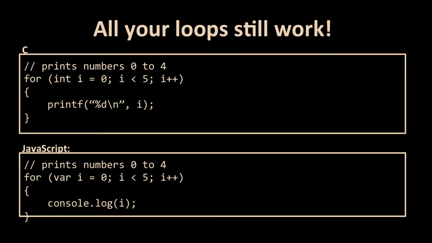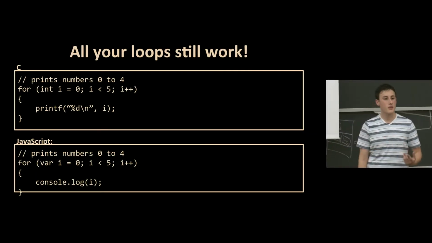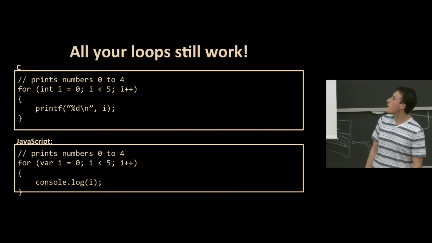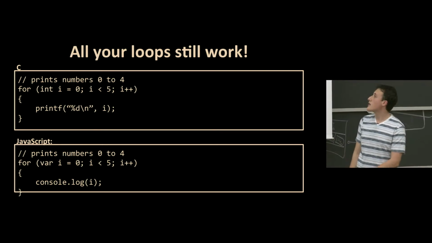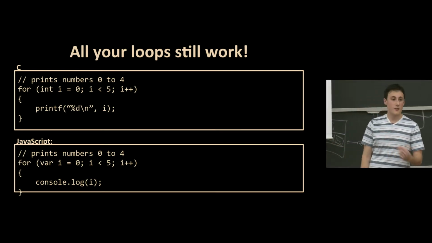OK, great. So another great feature about working with JavaScript is loops are pretty much exactly the same. For loops, while loops, do while loops, if else. It's all the same with the braces. It's the same syntax. In the case of a for loop, the little detail you have to pay attention to is that instead of int i equals 0, we have to say var i equals 0. But that's because of the variable types that we talked about before. Notice that the printf becomes console.log. And we don't need to do the percent d backslash n and then pass in i.